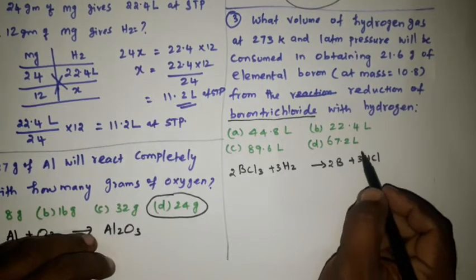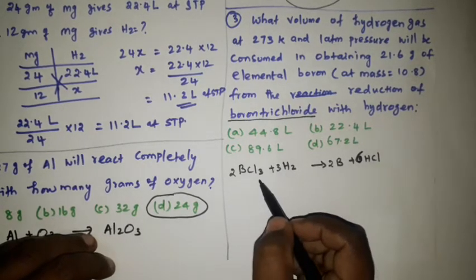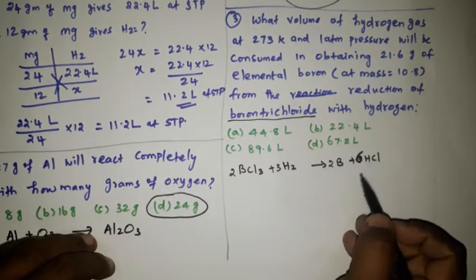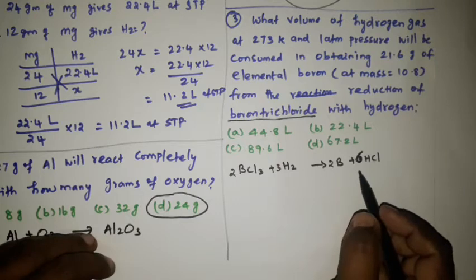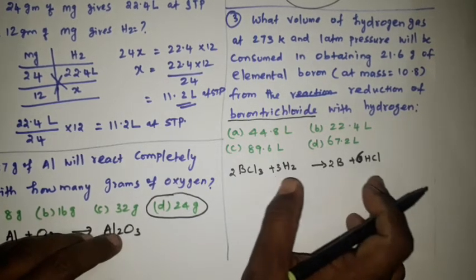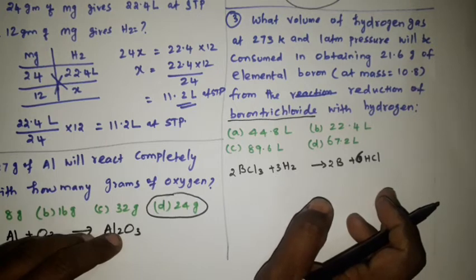Yes, here put 6. 2 BCl3 plus 3H2 gives 2 boron plus 6 HCl. Now the equation is balanced. Whenever you are doing the stoichiometric calculation, the equation must be balanced. That is very, very important.